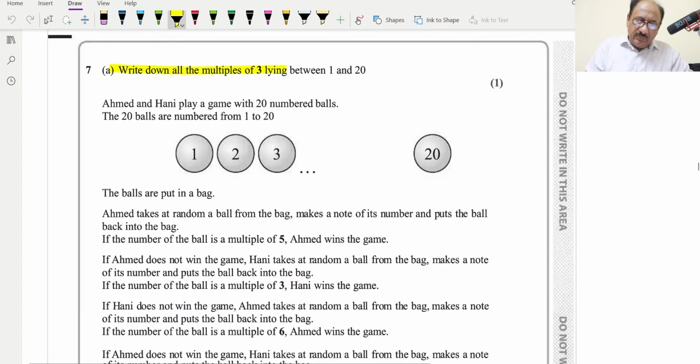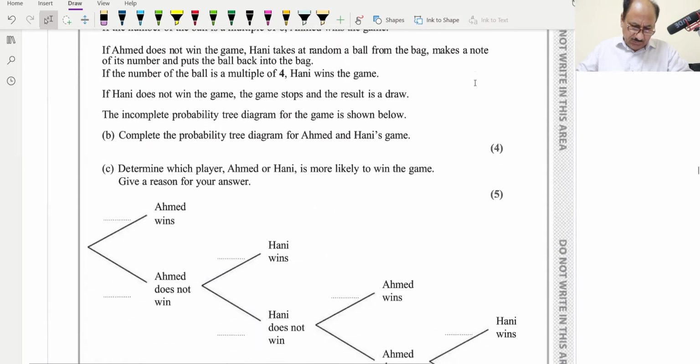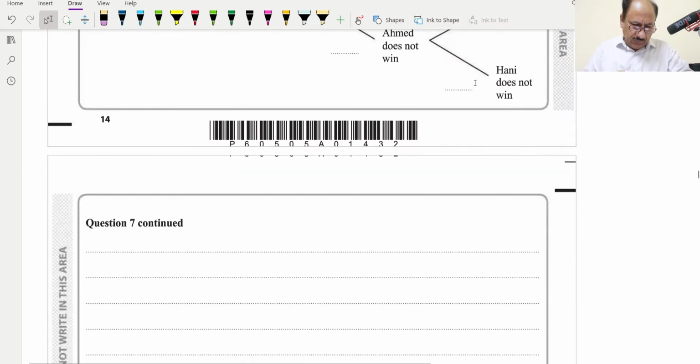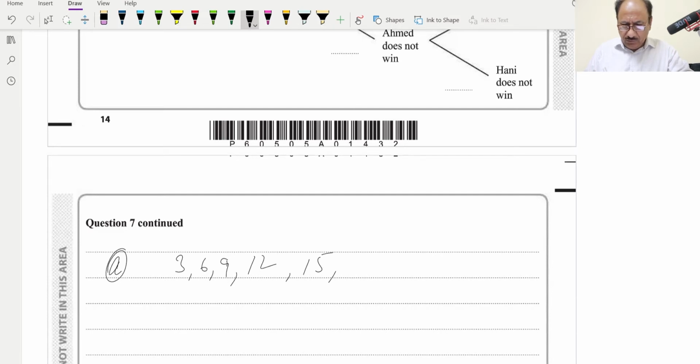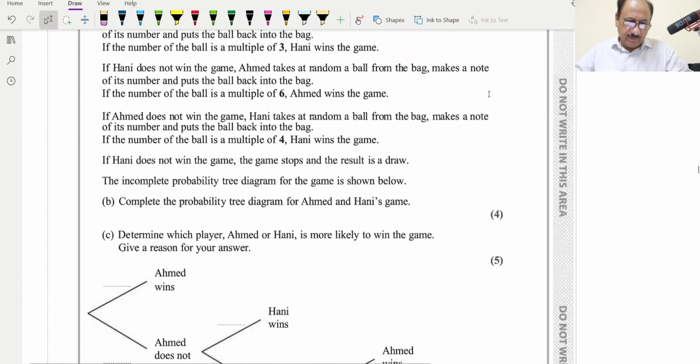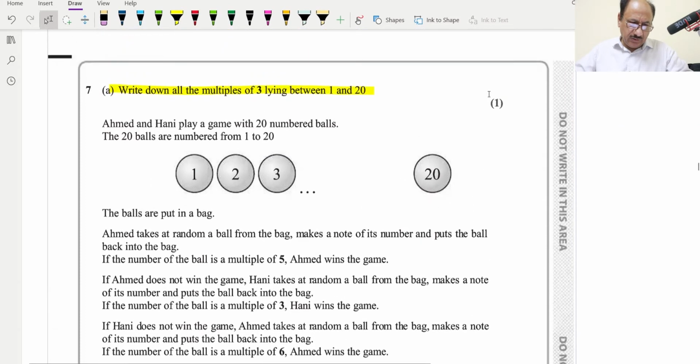Write down all the multiples of 3 lying between 1 and 20. So multiples we can write basically between 1 and 20. We can write over here, A part. So 3, 6, 9, 12, 15, 18. These are multiples, and that's 6 multiples there. This is the A part, which we are done.